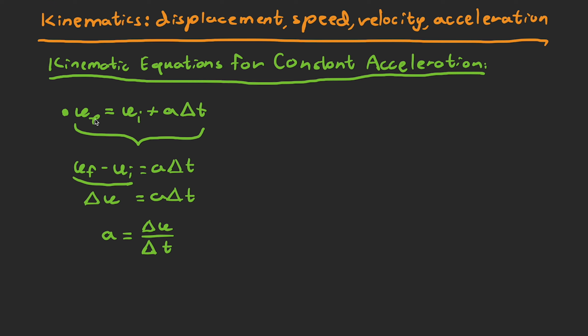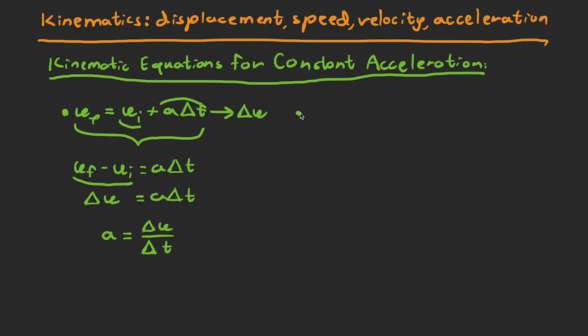And when you think about it logically, it's also intuitive because to find the final velocity, you need to first have an initial velocity and you need to add the change. And you can figure the change just by multiplying the acceleration times the change in time, because this would just give you the change in velocity.